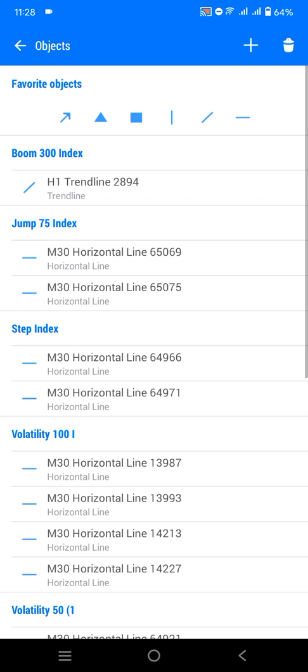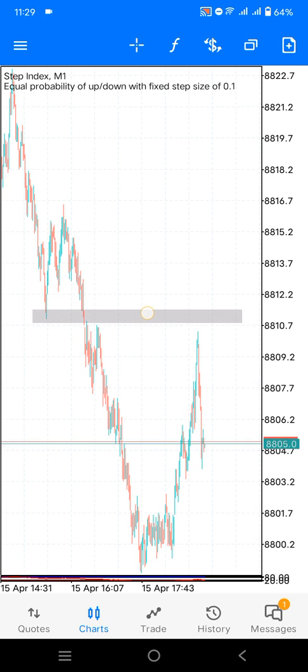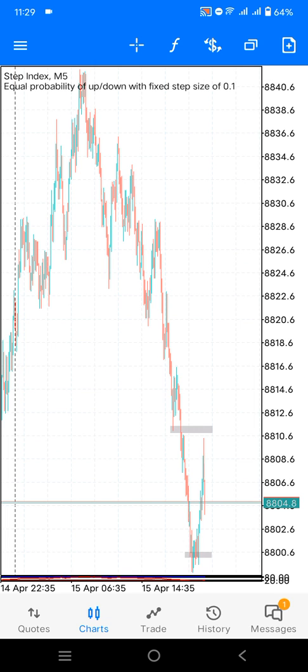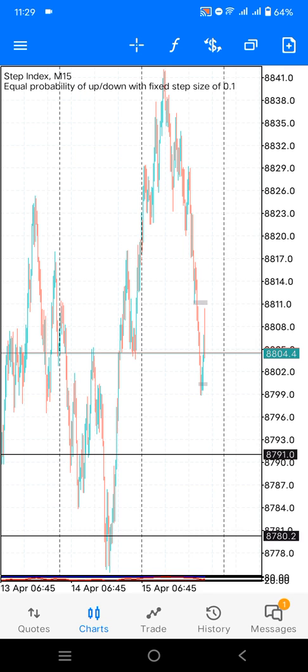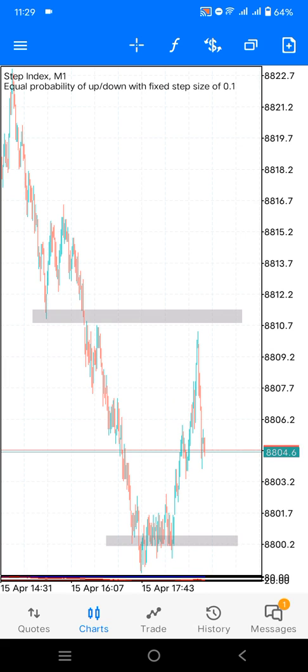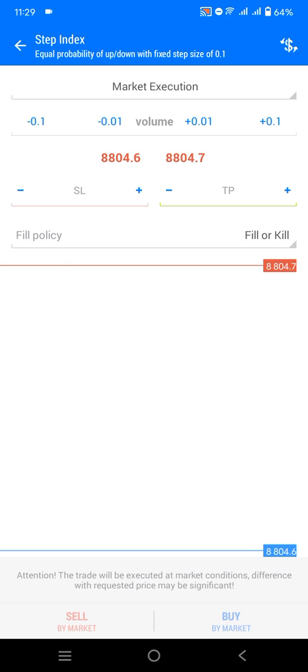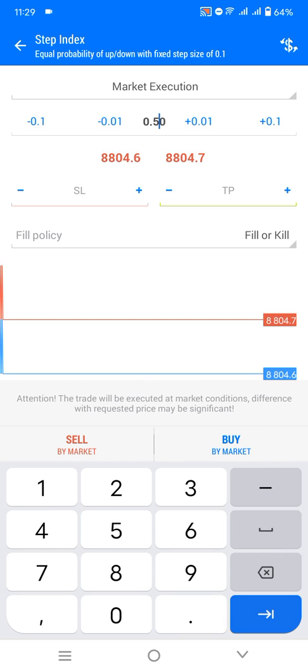Power high and power low. We'll trade the previous power high and previous power low. You can use the M5 time frame and you can use M15 also, but I recommend M1 for good and speedy profit. You can use any lot size you wish, guys.